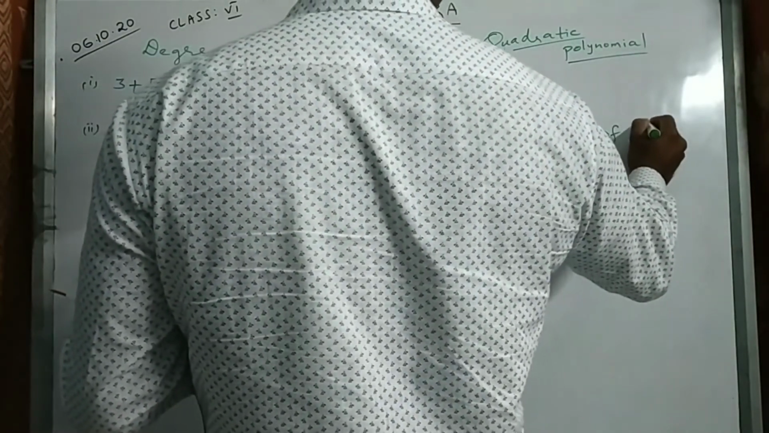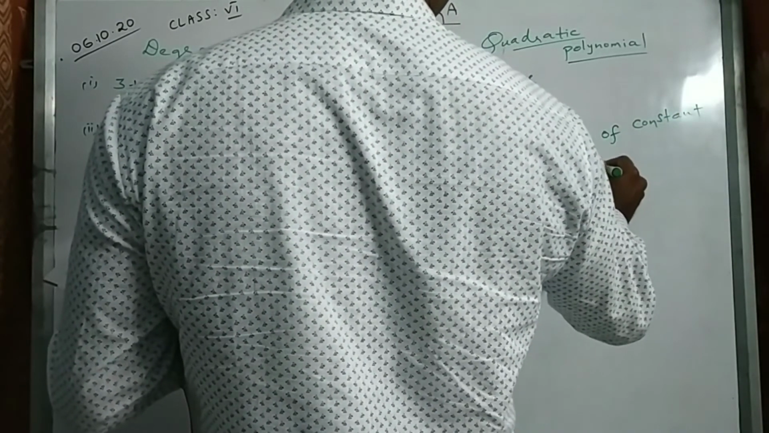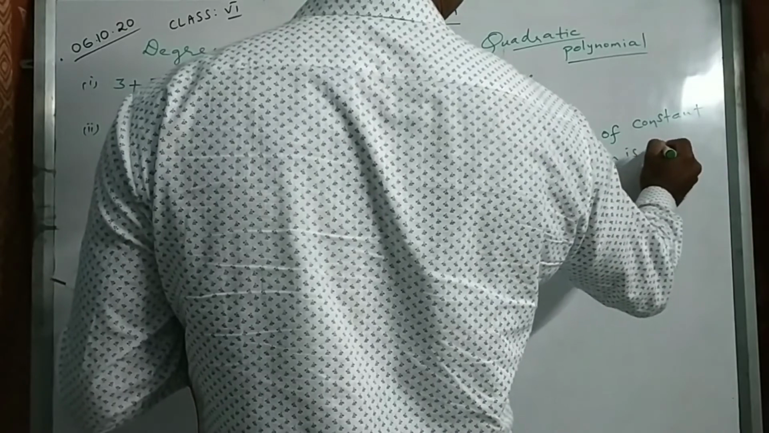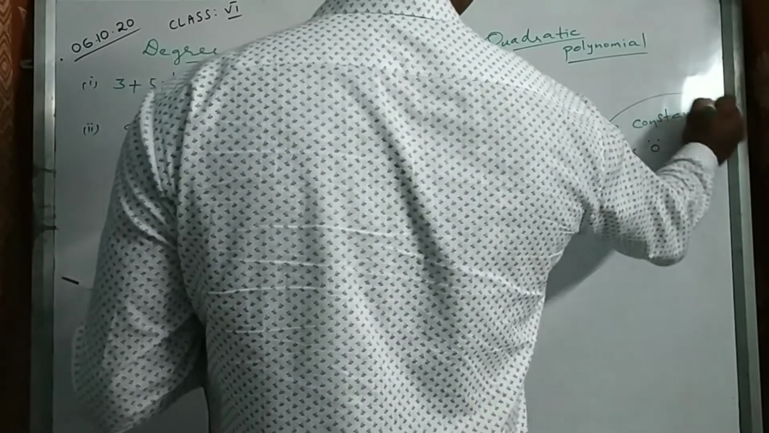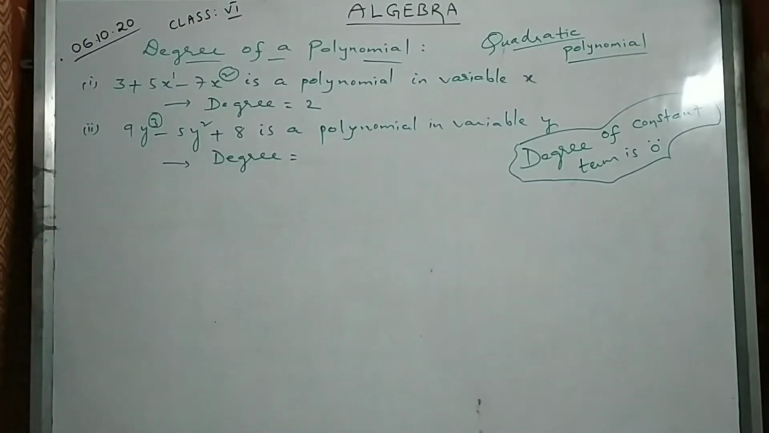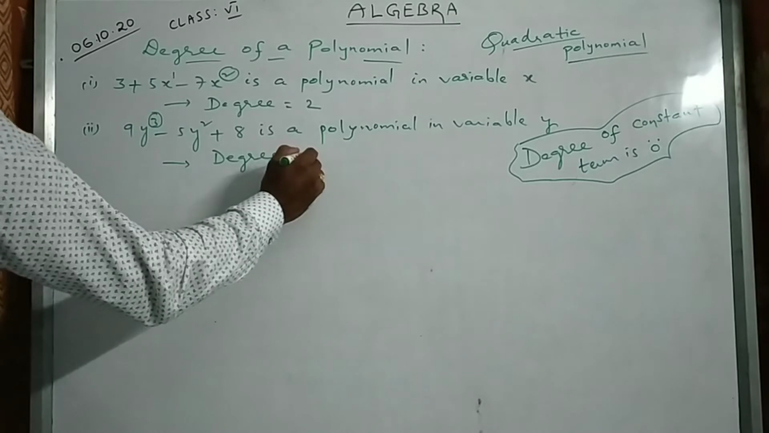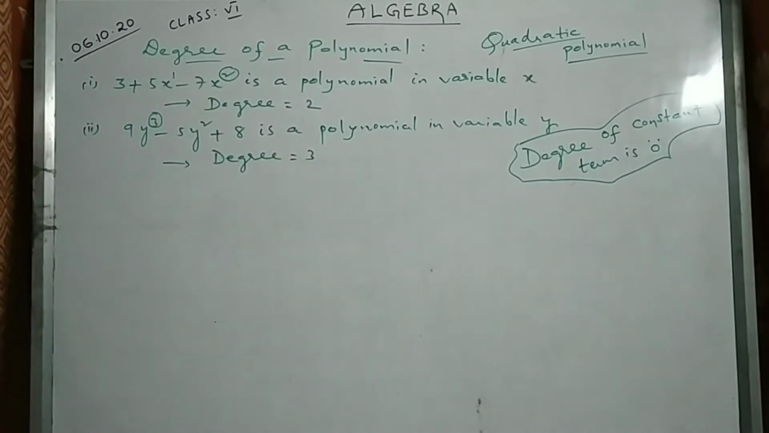Degree of constant term is 0. Very, very important. This point is very, very important. Degree of constant term is 0. So here highest degree is what? 3. So that is taken as degree here.